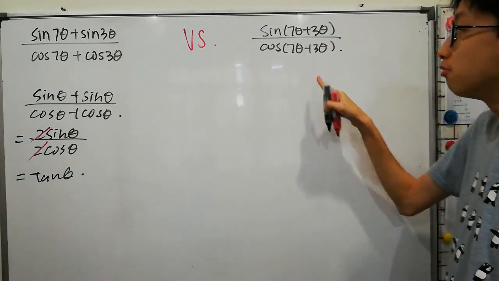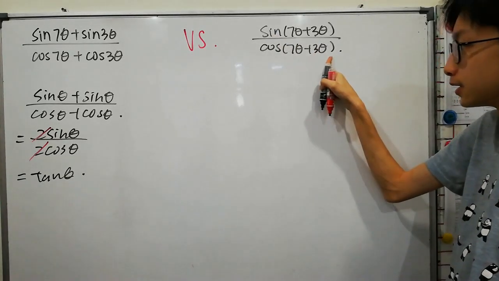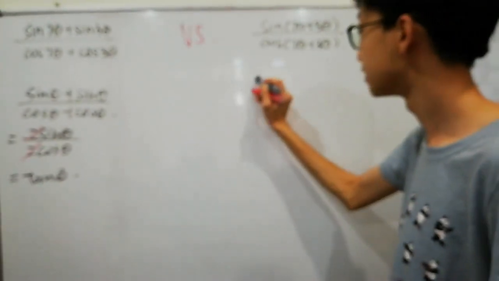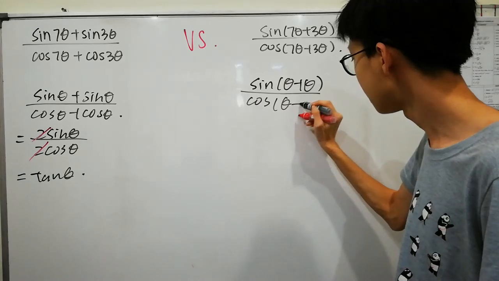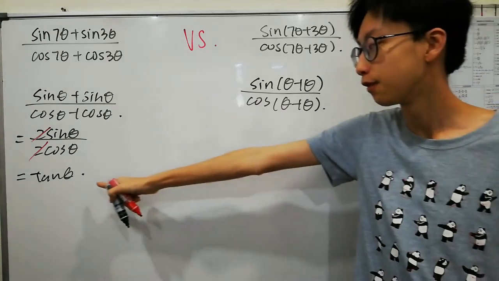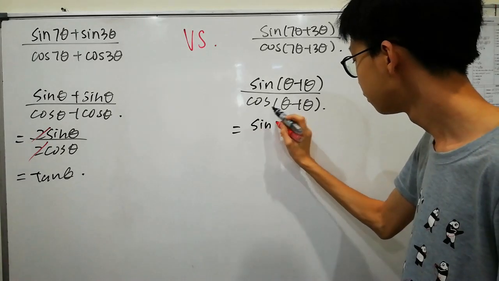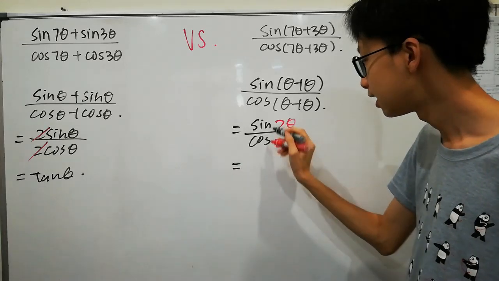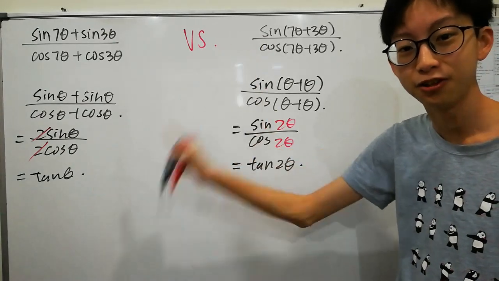Then what about this one? We have the sine of the sum of two angles on top and the cos of the sum of two angles below. Maybe we try to put theta and theta like that one. So we have sine of theta plus theta and cos of theta plus theta. I think you know this is a double angle already, but we have to express it in terms of tangent so that we can compare both of them. So it is sine 2 theta over cos 2 theta, which is sine over cos, tangent 2 theta. And the two of them are not the same.